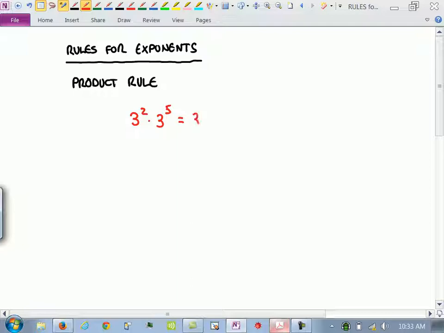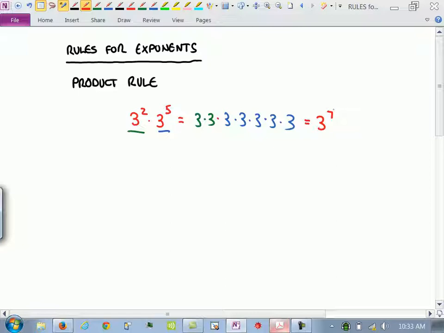Okay, it's 3 times 3. That's the first one. That's 3 squared. Times, the other one is 3 times 3 times 3 times 3 times 3. Right, so we had 5 3s there, and 2 3s in the front. Y'all agree with that? How many 3s is that? 7. So isn't that just 3 to the 7th?